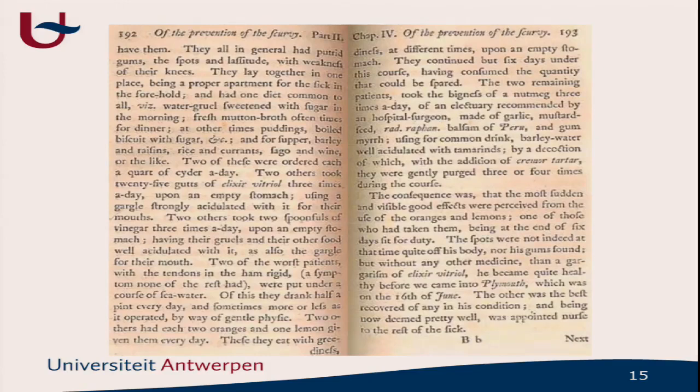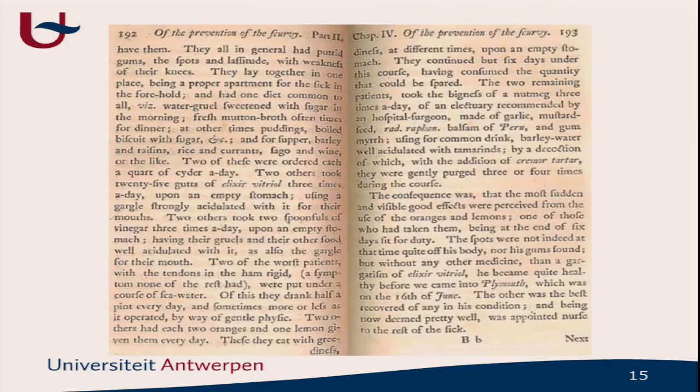And then he describes the diet. If you want to cook like people cooked in those days, this is how to do it. "Water gruel sweetened with sugar in the morning, fresh mutton broth oftentimes for dinner, at other times puddings, boiled biscuits with sugar, and so forth. And then for supper, raisins, rice, currants, sago and wine, or the like." Now when we talk about a controlled trial, we think immediately about an intervention group and a control group. A scientist, someone who is in physics, when he's conducting an experiment, the control is on the circumstances, not on a control group. So this is explaining that he's controlling his experiment.